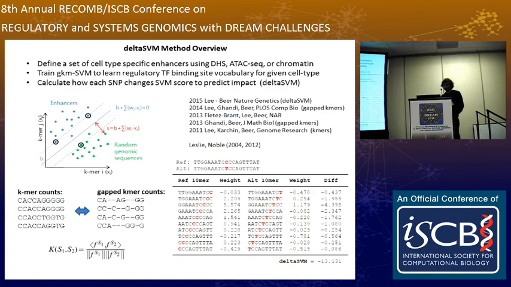So the basic computational model we proposed is to define a set of cell type specific enhancers, either from DHS, from ENCODE, or ATAC-seq also works really well. And then we train our gapped K-mer-based classifier to learn the set of binding sites, which we call the regulatory vocabulary, appropriate for that cell type. And then we can calculate how each SNP changes that SVM score, right?